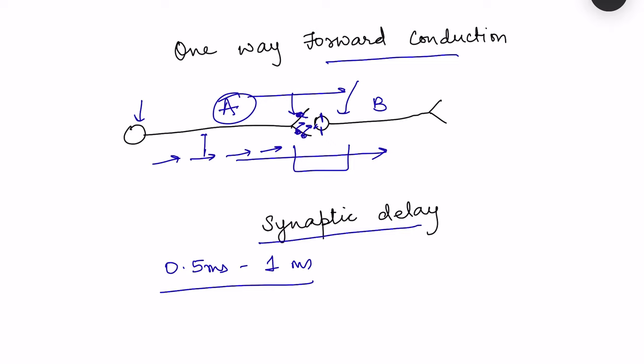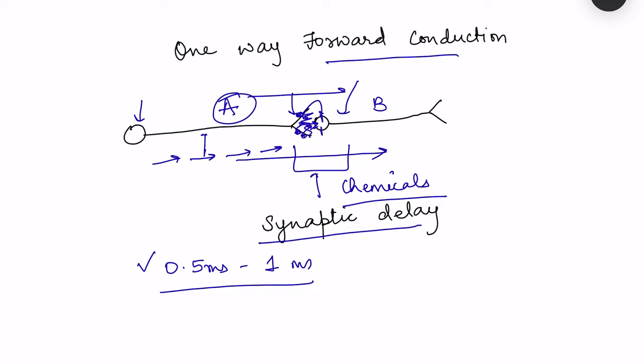But when we talk about synaptic transmission, here chemicals are involved, and there is some time involved in the release of the chemicals, the diffusion of the chemicals in the synaptic cleft to its receptors, then the binding of the neurotransmitters to their receptors, and finally the time taken for the opening of the ion channels. So this all takes some time, and that time is 0.5 milliseconds to 1 millisecond.